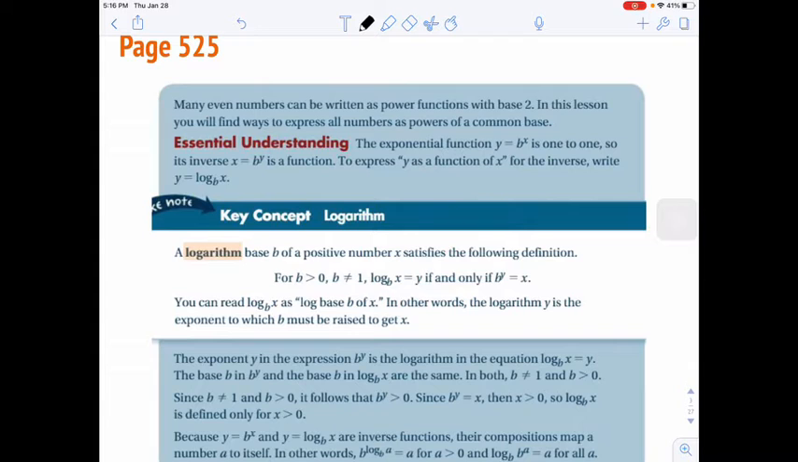Since b cannot equal 1 and b is greater than 0, it follows that b to the y power is greater than 0. Since b to the y power equals x, then x is greater than 0, so log base b of x is defined only for x greater than 0. Since y equals b to the x and y equals log base b of x are inverse functions, their compositions map a number a to itself. In other words, b to the log base b of a power equals a for a greater than 0, and log base b of b to the a power equals a for all a.